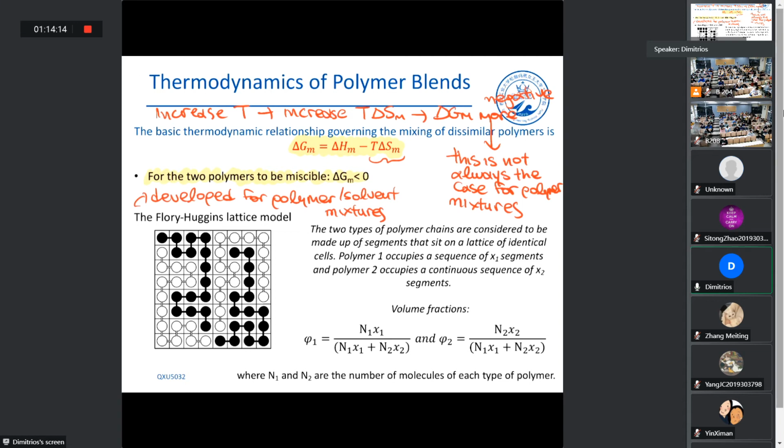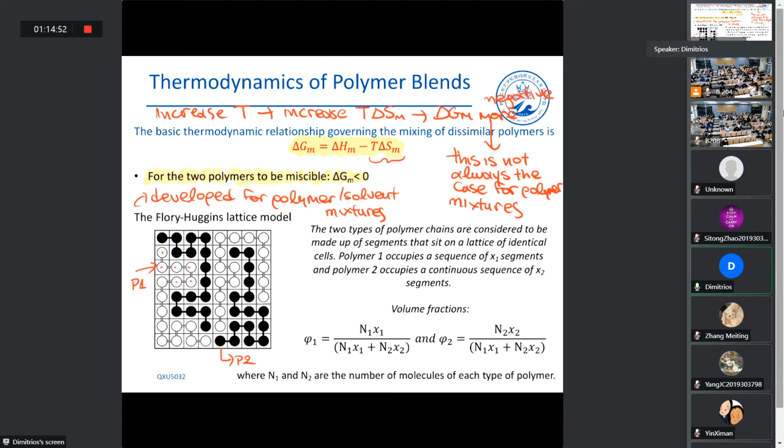So what does this lattice model tell us? We have two types of polymer chains. Okay, we have polymer 1, let's say the white one, and polymer 2, the black one. Okay, so we have two types of polymer chains that are considered to be made up of segments that sit on a lattice of identical cells. Okay, polymer 1 occupies a sequence of X1 segments, so we have 1, 2, 3, 4, 5, 6, and so on segments, and polymer 2 occupies a sequence of X2 segments.